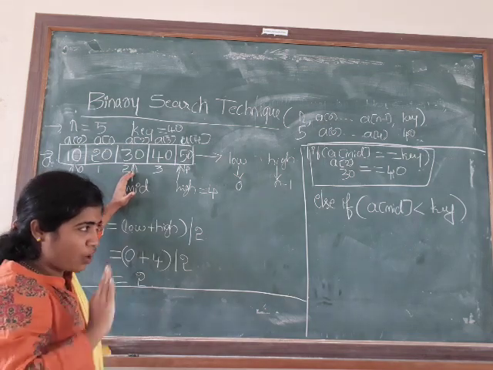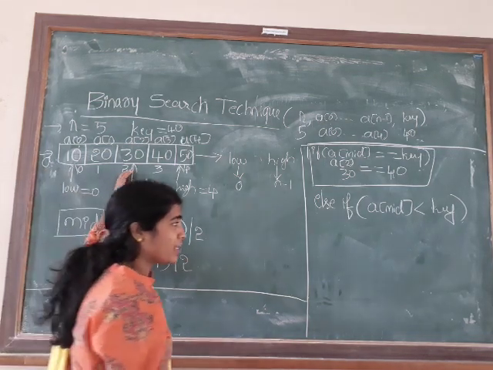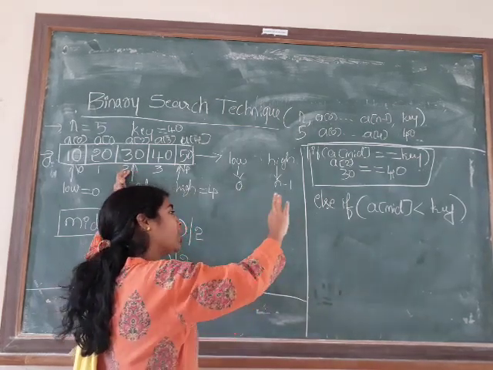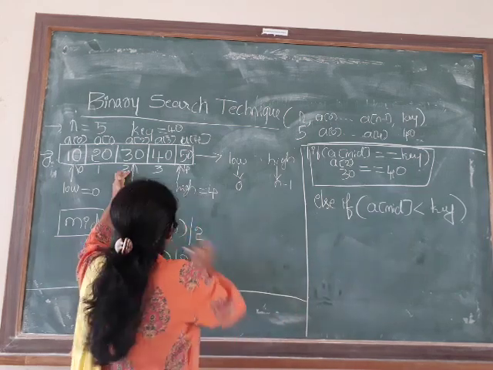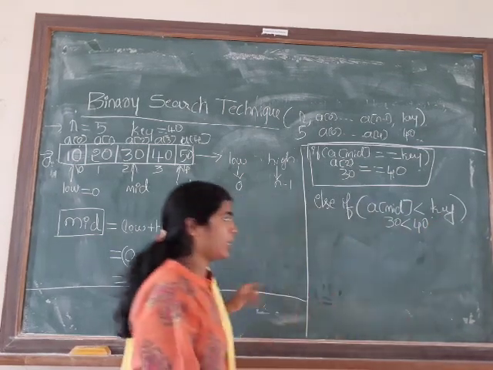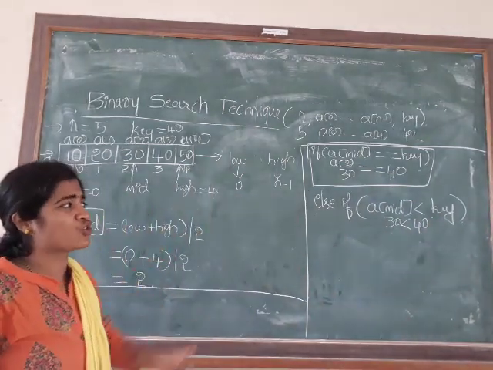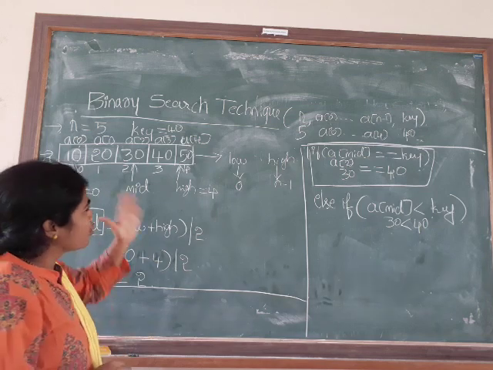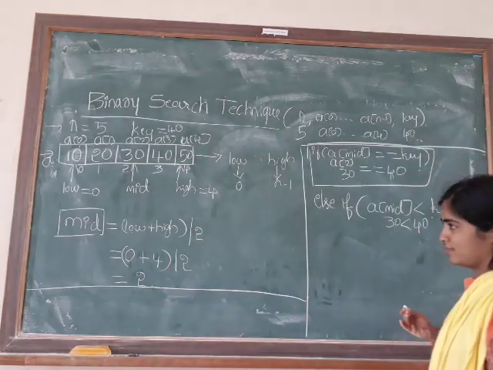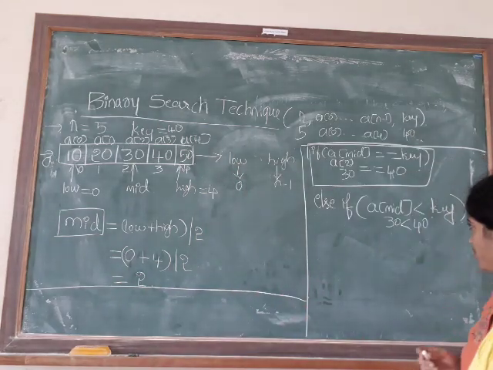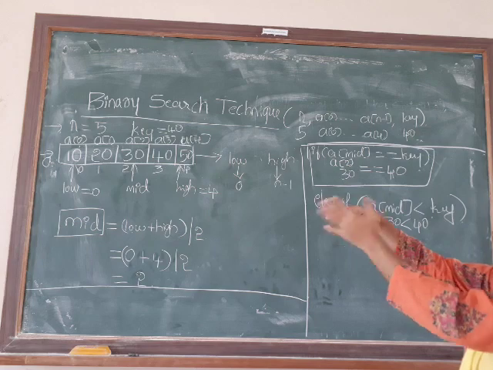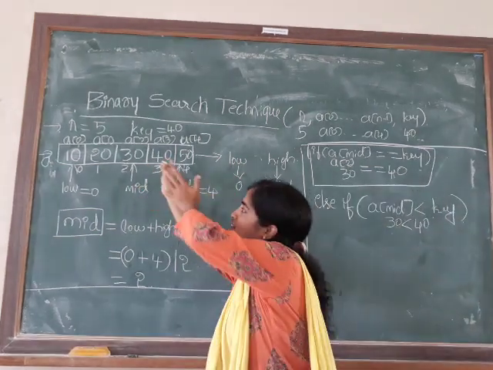Please try to concentrate. Assume this particular condition is true, that is, if A of mid is less than key. With this, I will trace: 30 is less than 40, because my key element is 40. Yes, it is true. In the sense, you agree that 40 is present after the mid, because I took the input in ascending order. I hope you are understanding what I mean to say. 40 is greater than 30, so 40 is present in the next half of the array list, that is, after the mid.